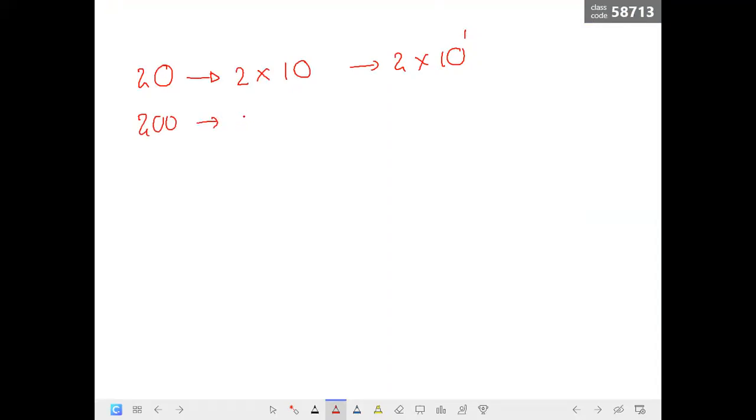If you write 200, you can write like this: 2 times 10 to power 100, right? 2 times 100.